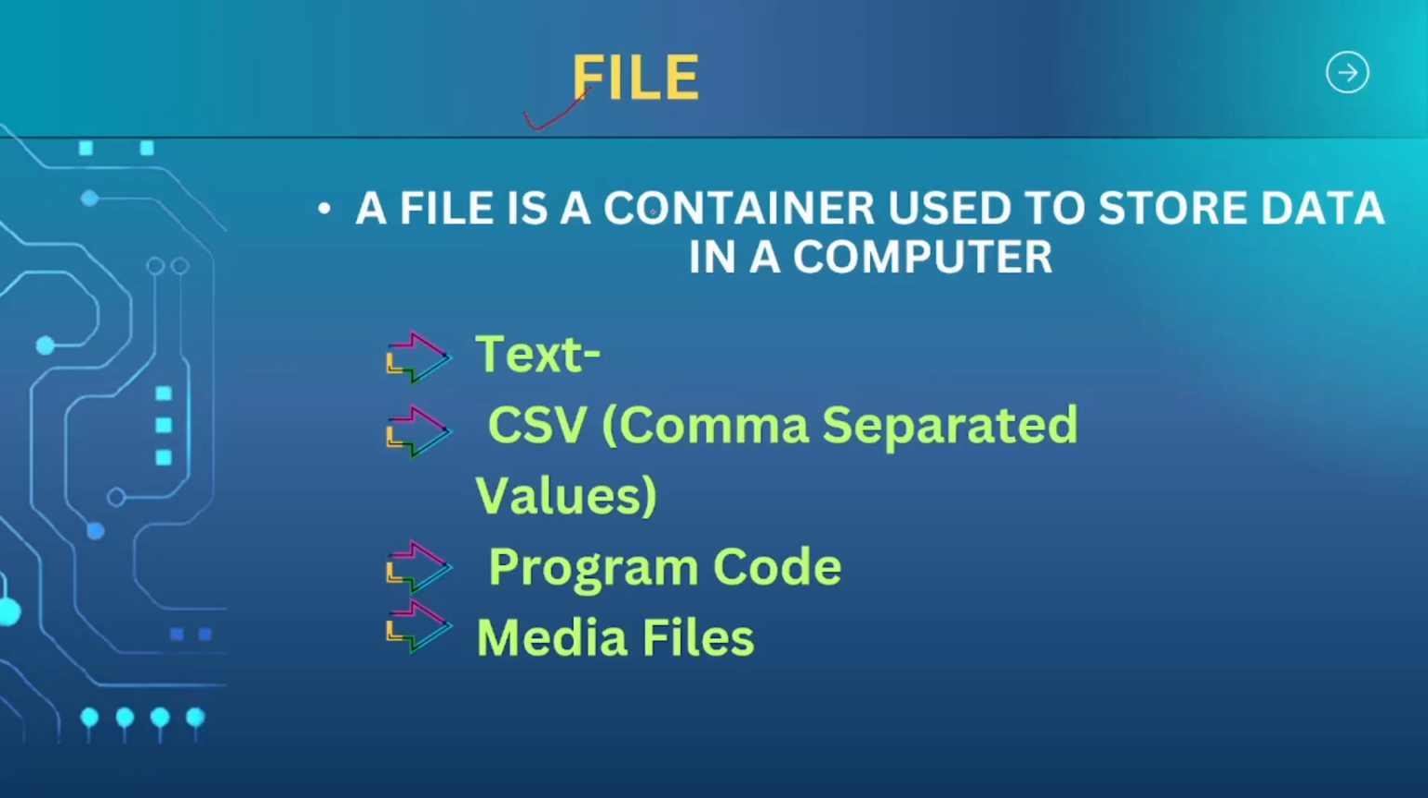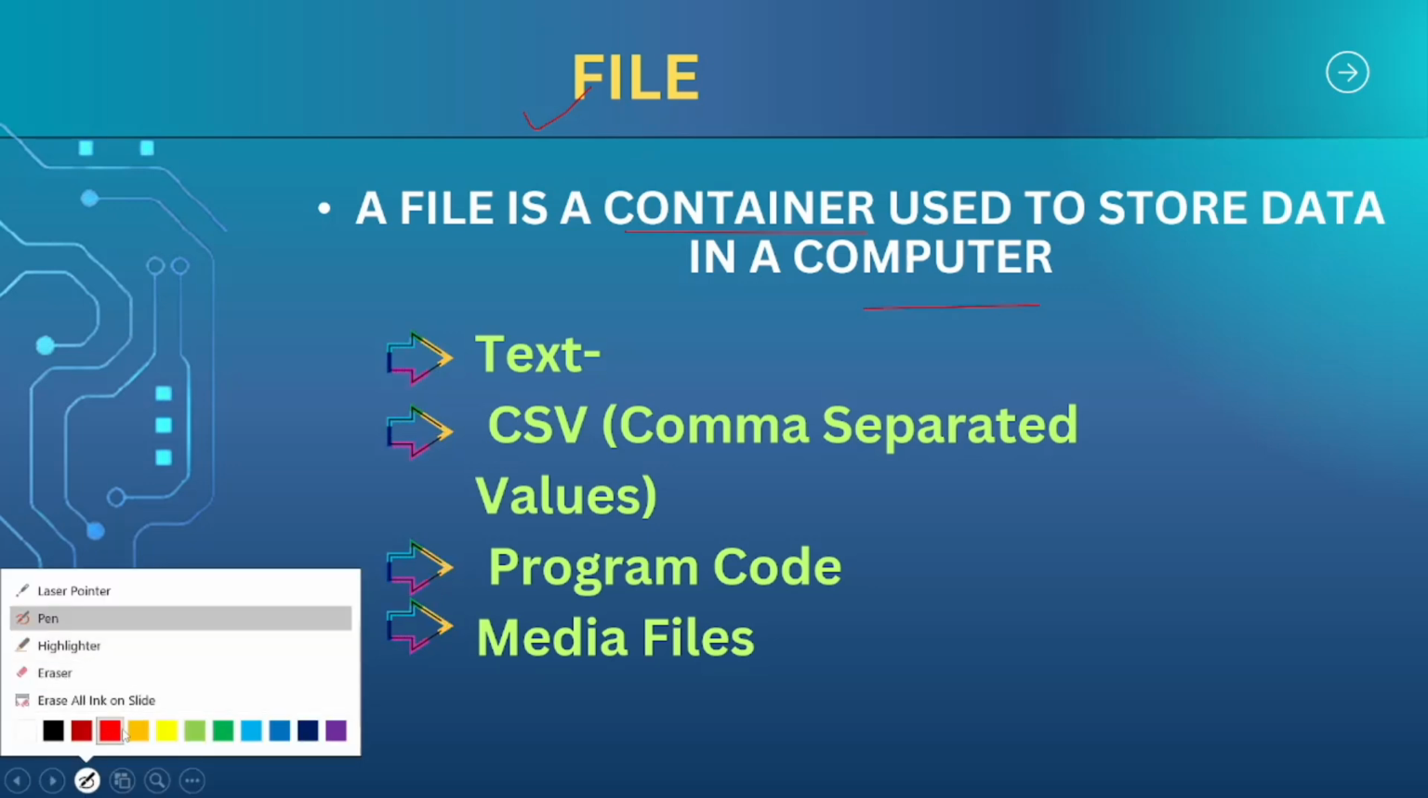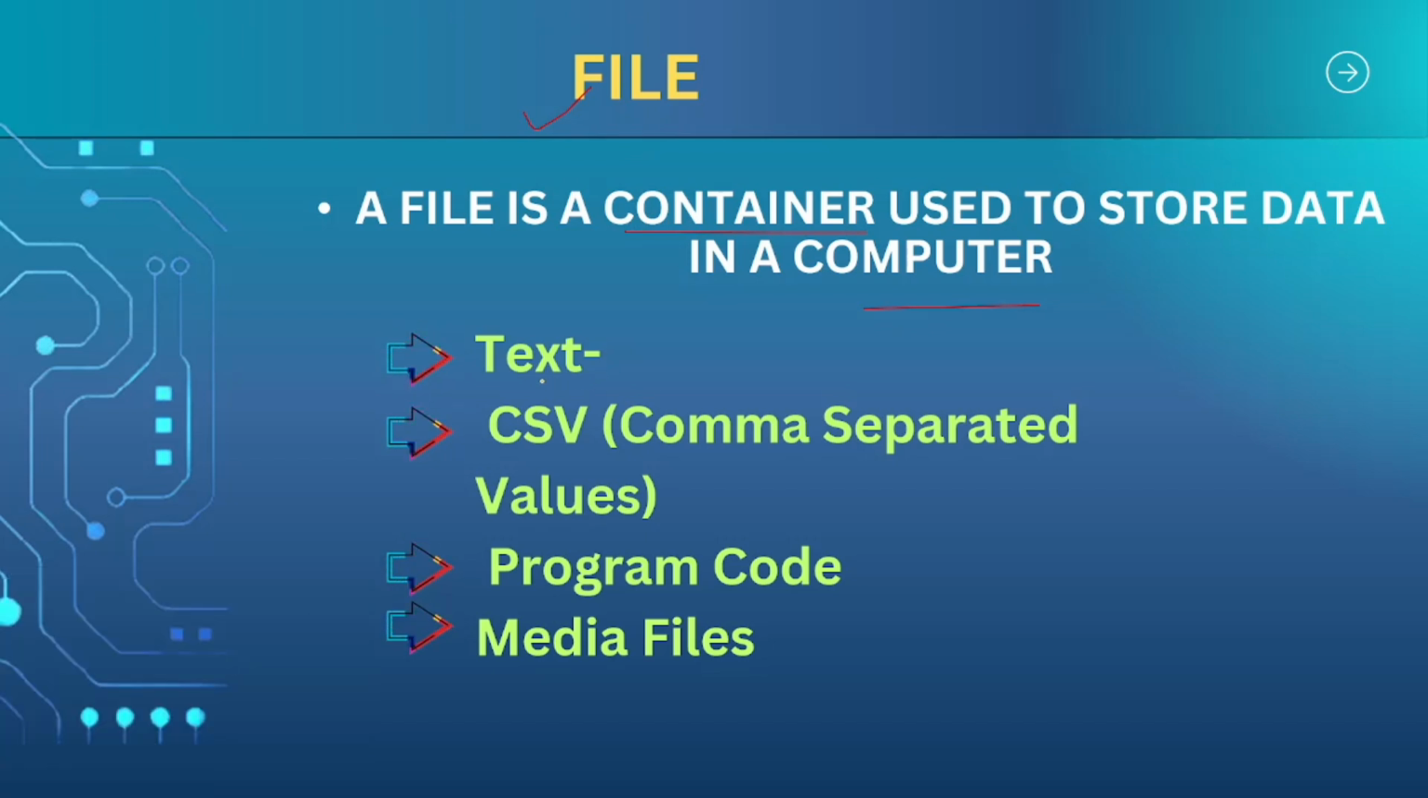A file is a container used to store data in a computer. So next one, what are the types of files we are storing? What is the type? Text file. For example, you can mention any word document or text document, for example Notepad. All this we can call a text file. And CSV file. CSV file is comma separated values, right? This type of file mostly will be there in Excel, right? So that is called Excel.